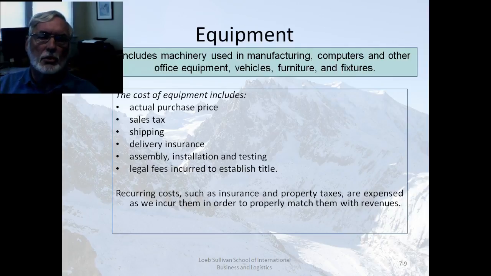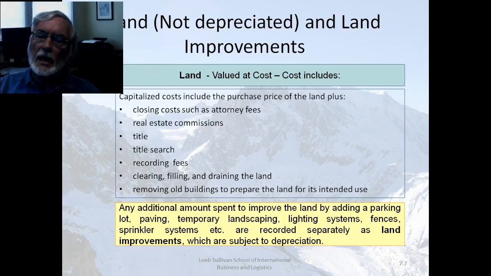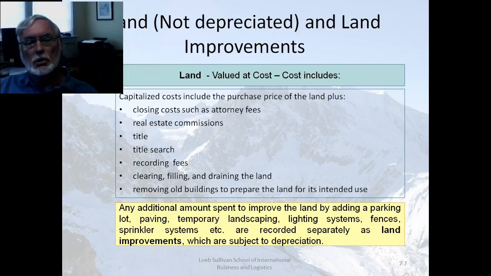So that's your equipment. Land is, in terms of what we consider as land costs, everything, once again, necessary to get it ready to use. So real estate commissions, title search, all of those kinds of things. And then the last two bullet points there are kind of interesting. If we buy a piece of land and in order to get it ready to build a building on, we have to either clear it, fill it, or drain it, that becomes part of the cost of the land.